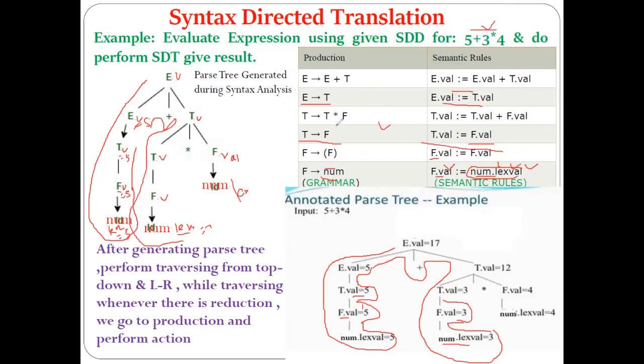Yes, f can be reduced to t. So f dot val equal to the t dot val. So here t dot val becomes 3. Again, we go on traversing like this.